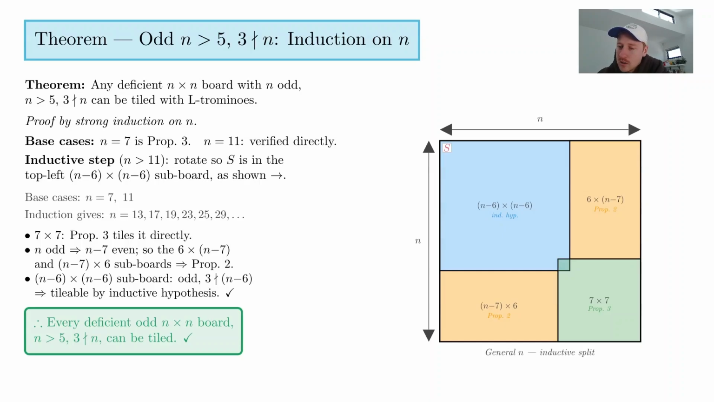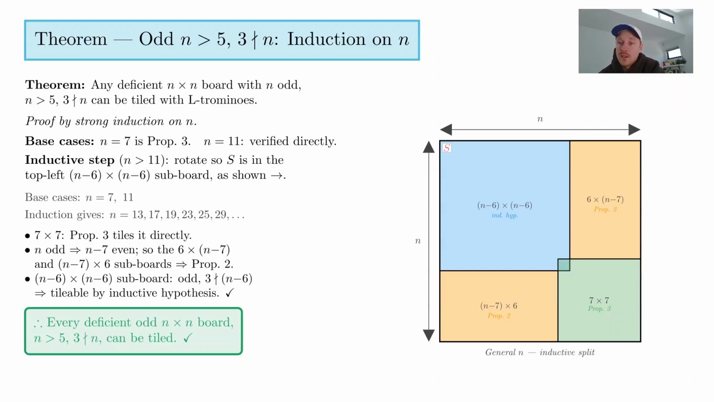Now, it might be a little bit confusing because these would all be squares, but there's no rule against that. 6 and 6. 6 is a multiple of 2 and 3. So proposition 2 holds for that. And so essentially, by that induction, you can show that 13 would work as well, because that induction holds. And so we can say that it's tileable by the inductive hypothesis, based on these propositions rather. So every deficient n by n board where n is greater than 5 and not divisible by 3 can be tiled.